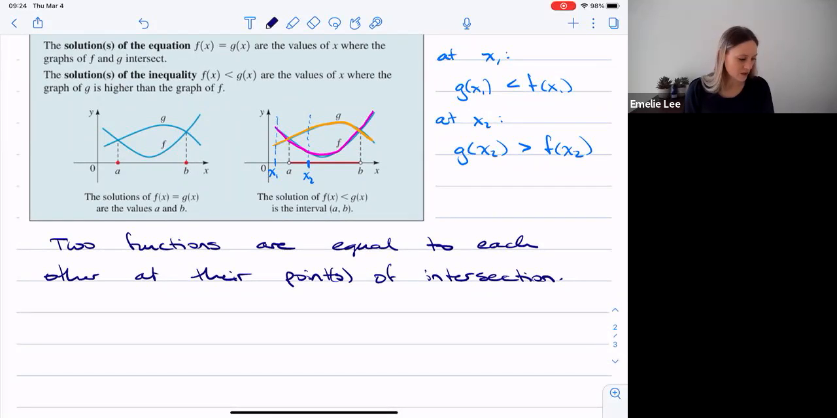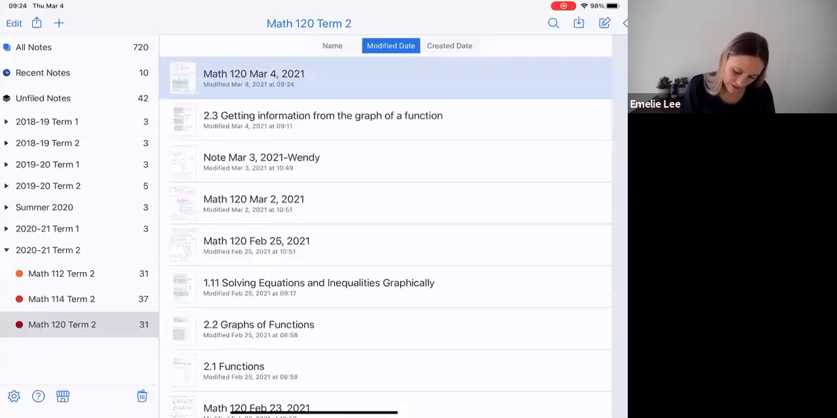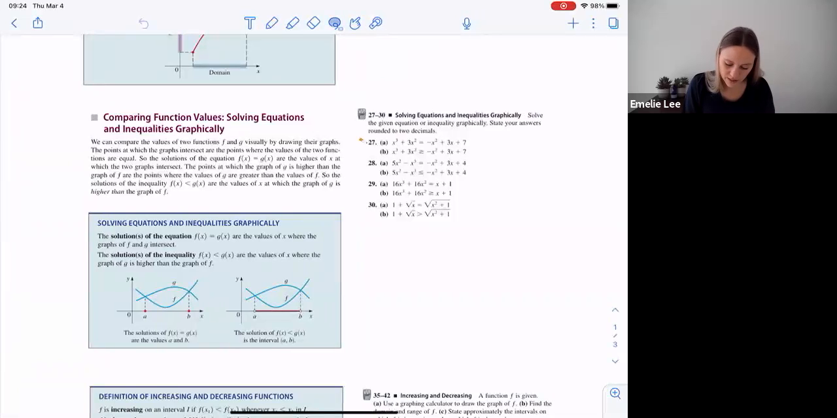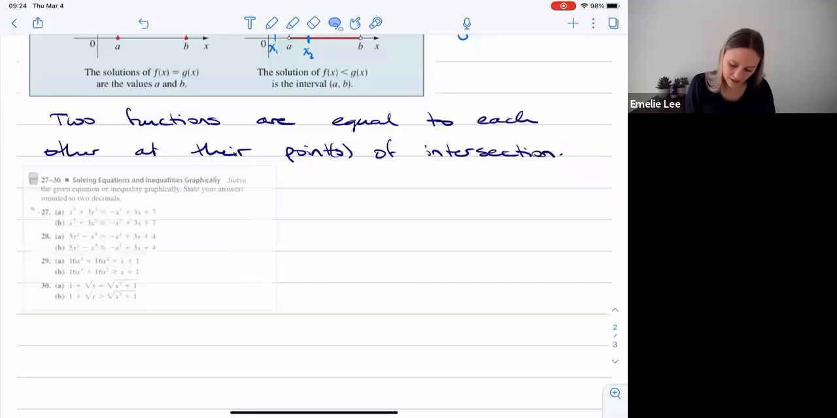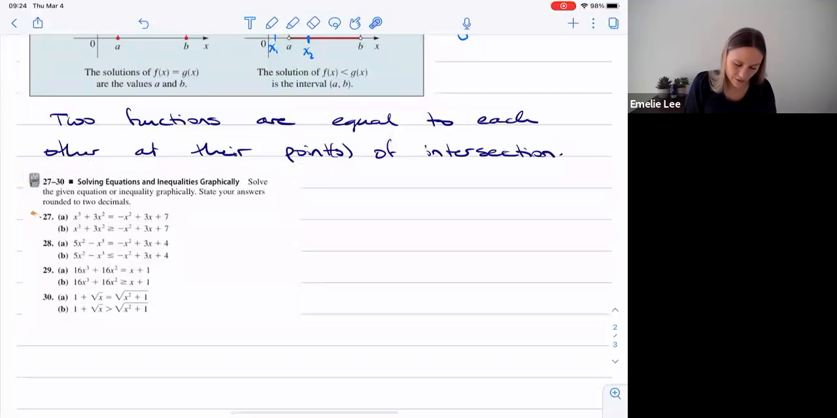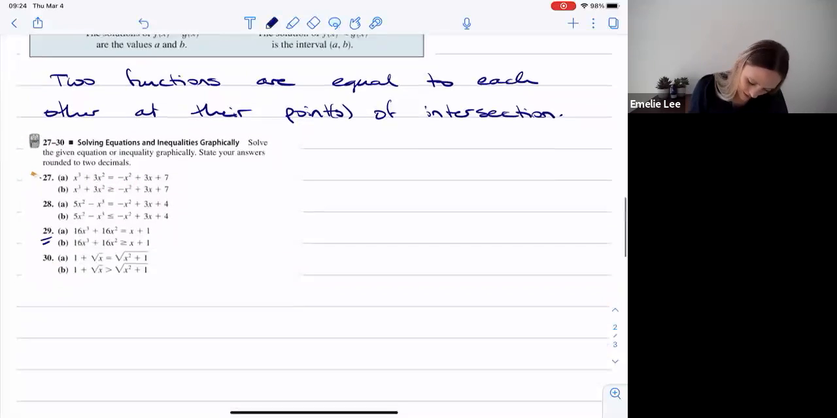So let's just do a quick example. And of course, we're just going to use Desmos for these things. Remember when it has that little graphing calculator icon? We're definitely just going to use Desmos, right? Right here, we use Desmos to graph this thing. Notice that for each part A and B, one is the equal sign and one is just the inequality, right? So we can use the same graph. And let's do 29.